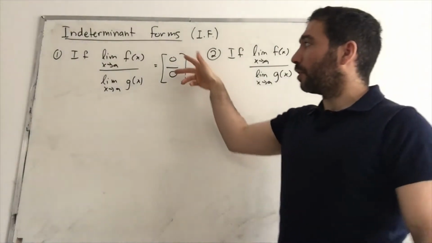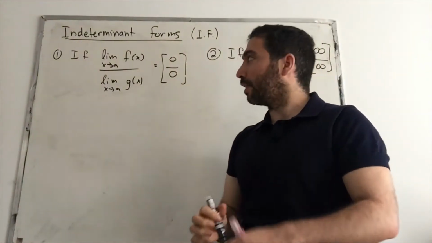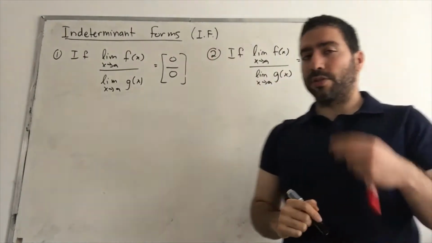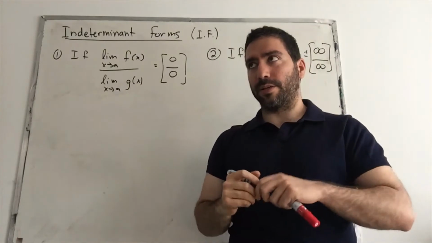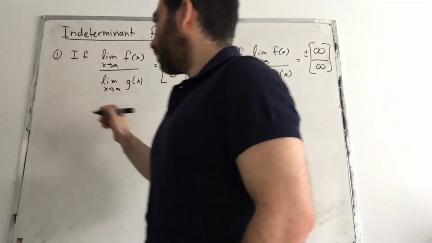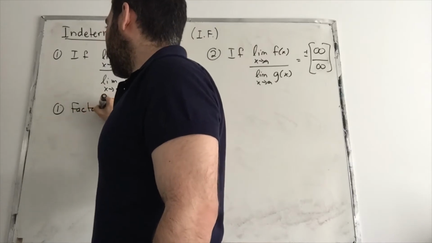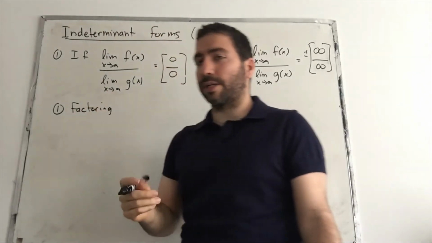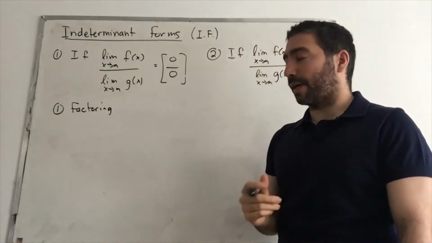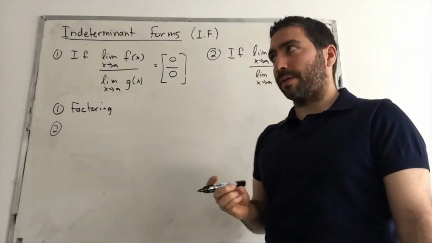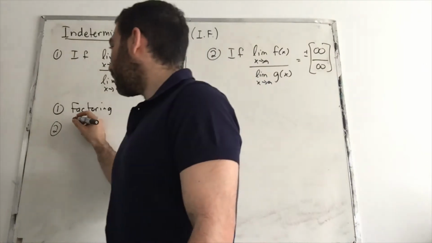So when you come across this, which most likely on a class test or an exam you will get, 0 over 0, there's 4 typical methods that are used. The first one is factoring. If you're given a rational expression, a rational function, you may have to factor. 2, if we have fractions, you might have to do some mathematical manipulation.